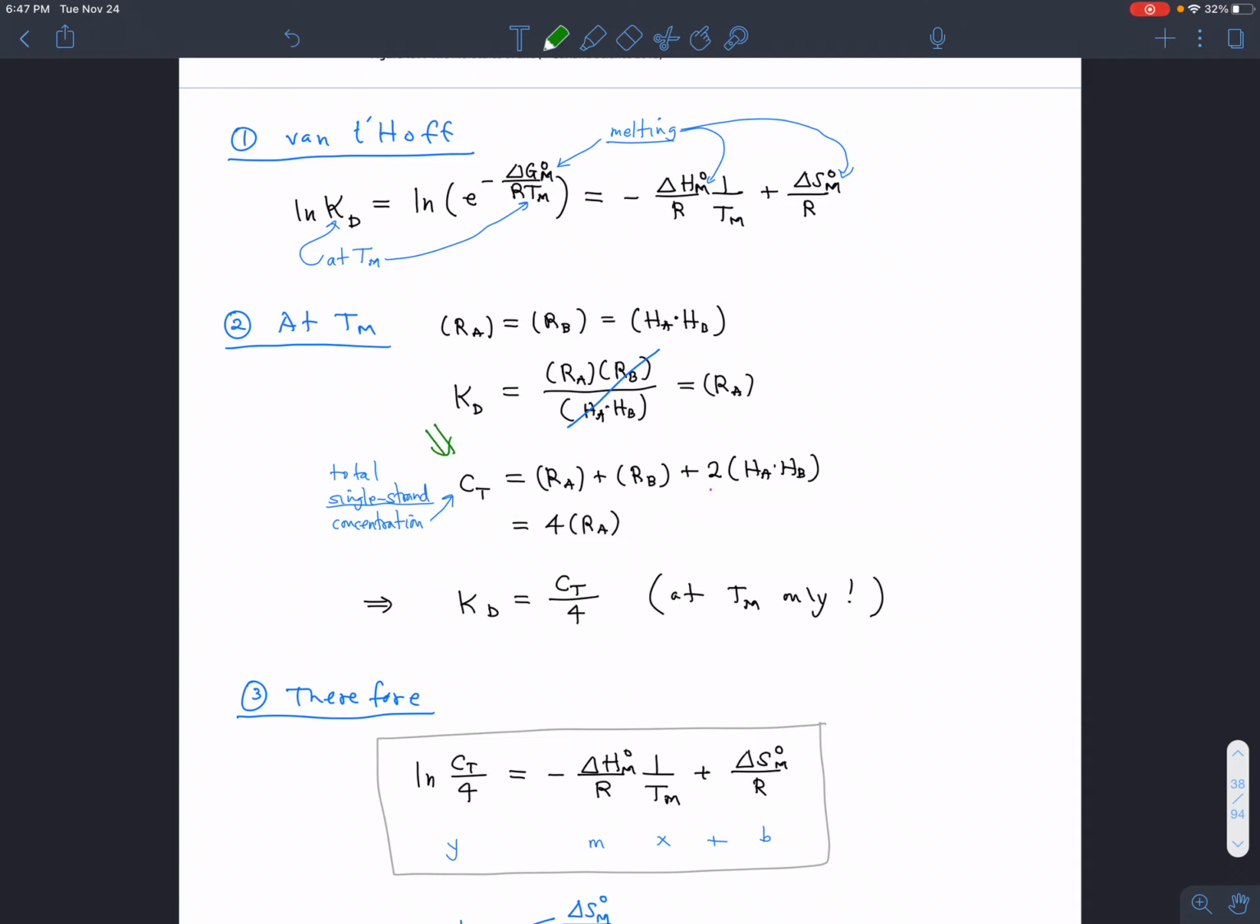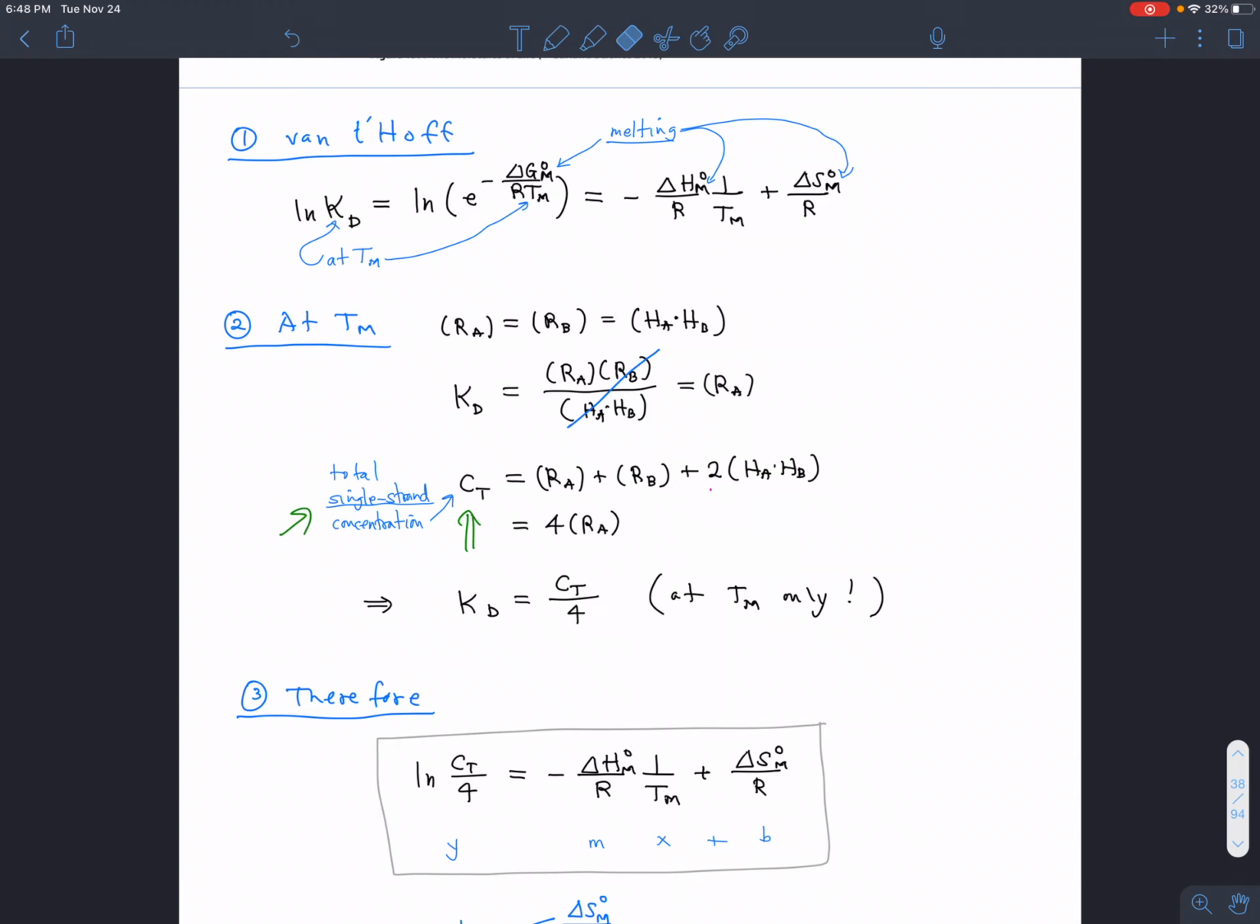We know how much total DNA we put into the experiment at the beginning. Let's call that total CT. That's the total concentration of DNA in solution. Whether it's single-stranded or double-stranded, it's all part of CT. And the total concentration of single strands has to be the concentration of strand A plus the concentration of strand B plus 2 times the concentration of any double-stranded stuff that happens to be around, because there's 2 strands in each one of those molecules, right?